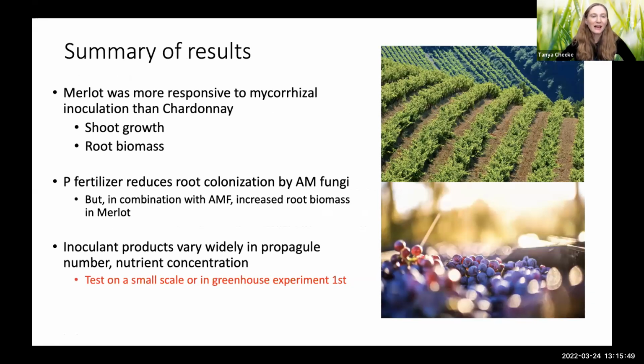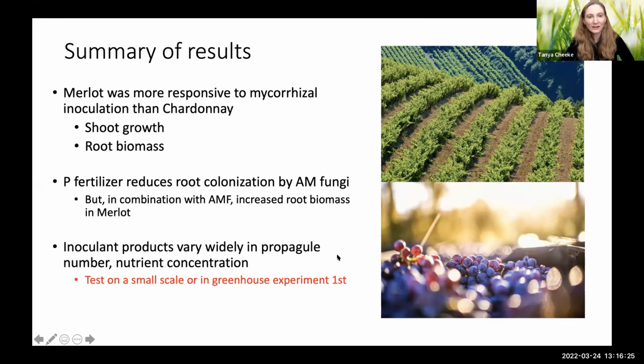So in summary, in our first experiment, we showed that Merlot was more responsive to mycorrhizal inoculation than Chardonnay. We had higher shoot growth in the no fertilizer treatment when you add mycorrhizal fungi, and higher root biomass with a combination of mycorrhizal fungi and phosphorus fertilizer. We found that phosphorus fertilizer really reduced mycorrhizal colonization in the roots, but when it was added in combination with mycorrhizal fungi, it did increase root biomass in Merlot, which could be beneficial in certain situations.